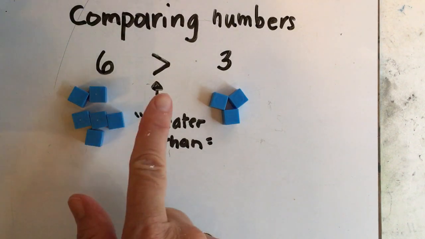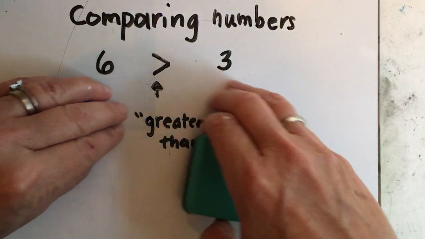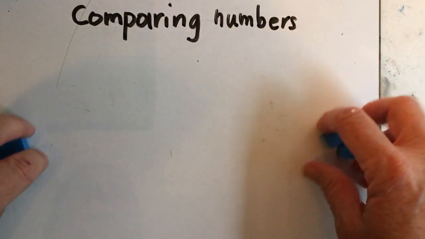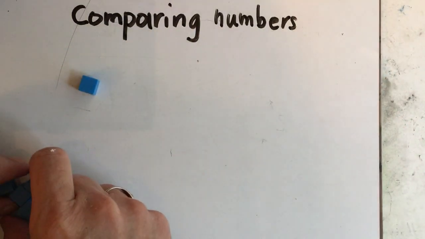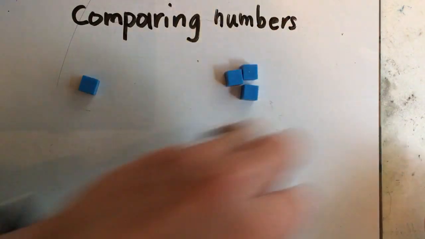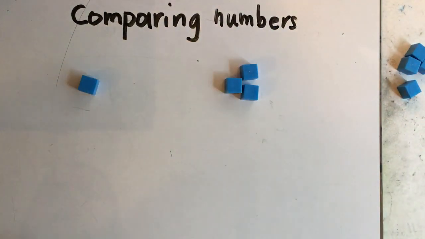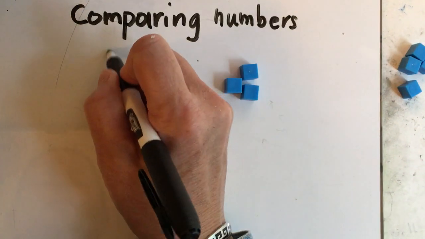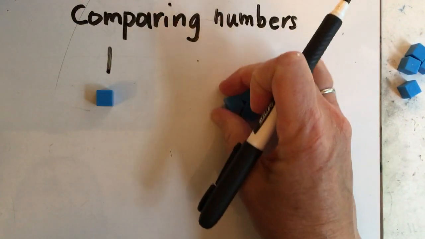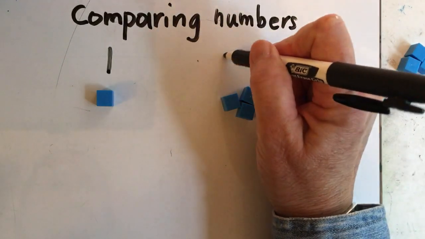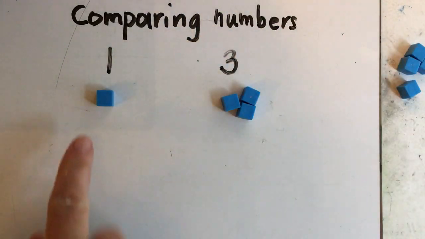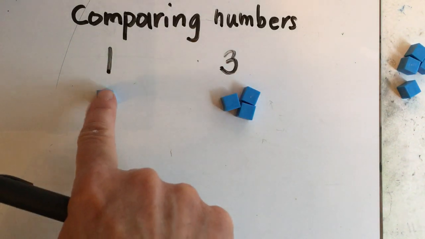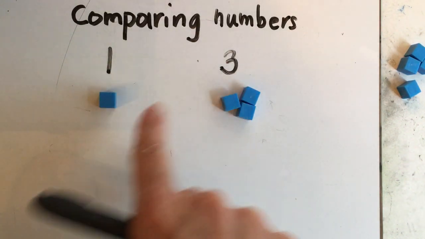Okay, so you've got that symbol. Now I'm going to erase this. And then I'm going to put another easy little comparison for you. Okay, so how many are over here? Yep. And how many are over here? Yep. So tell me, if I'm comparing 1 and 3, what do I know about 1 when I compare it with 3?